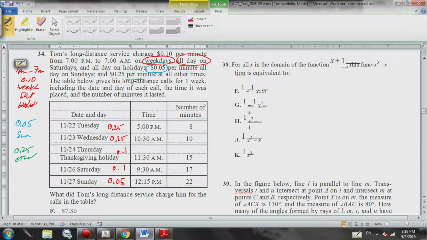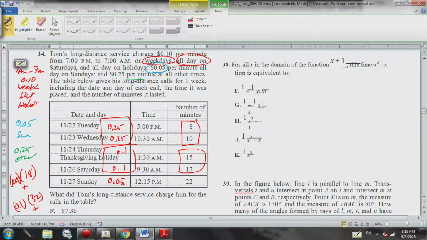Now we are supposed to tally up. So he did this much, and this is how many minutes he has. But you notice over here, these two are the same rate, these two are the same rate, and this one is different. So he gets 18 minutes at that 25 cents, 0.25, plus he gets 32 minutes at this rate, 0.1.